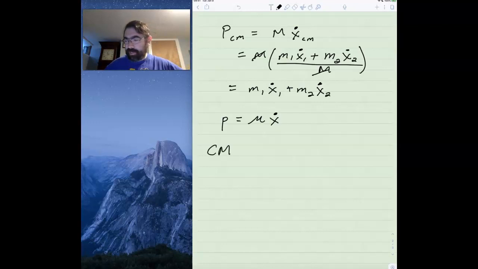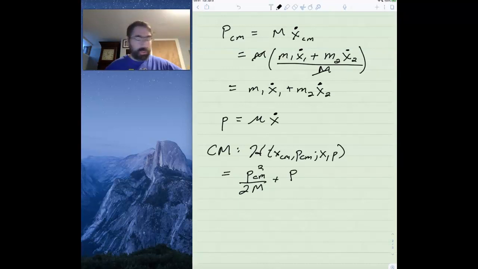In classical mechanics, the Hamiltonian is a function of the center of mass and the reduced coordinates. And so it would be equal to P_CM squared over 2 capital M, plus P reduced squared over 2 times the reduced mass, plus this potential energy, which is only dependent on the reduced position.